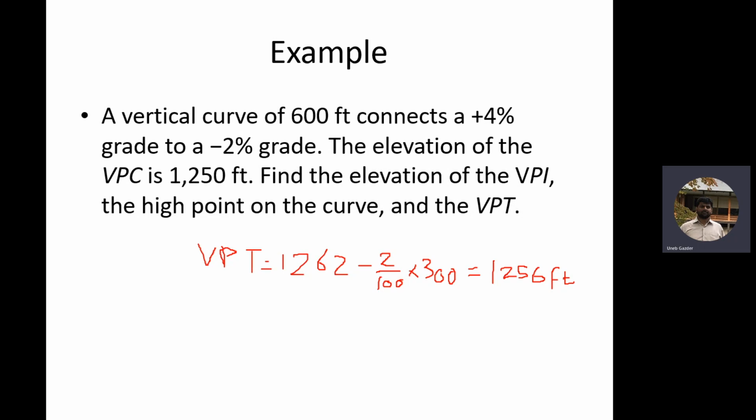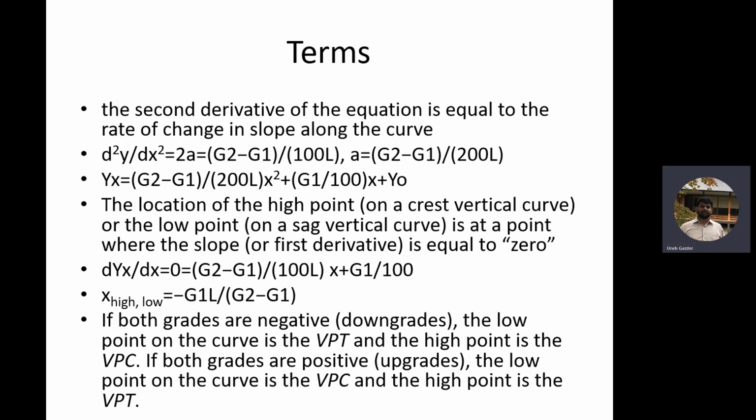Now for the highest or the lowest point, they want the elevation of the highest point. So first of all, I should know where the highest point is. As I said, it's not the middle, and it's not VPI. So for the highest point, we have this equation. You need to calculate the value of x. We know G1, we know L is 600, and we know G2 as well. Give me the value of x. 400. Okay, and you put the value of G2 as negative, right?